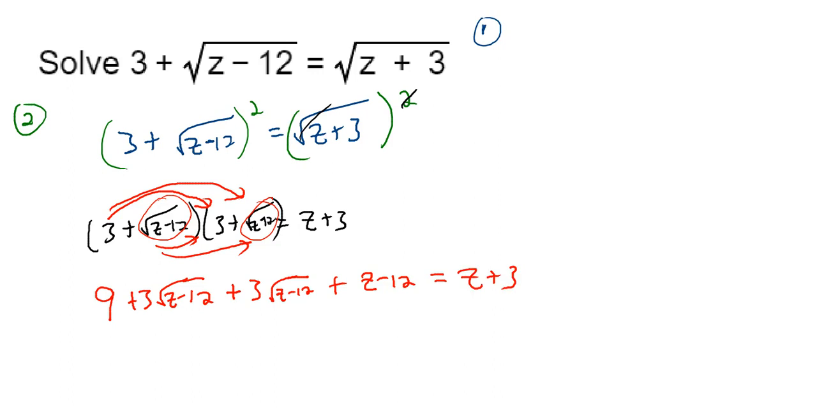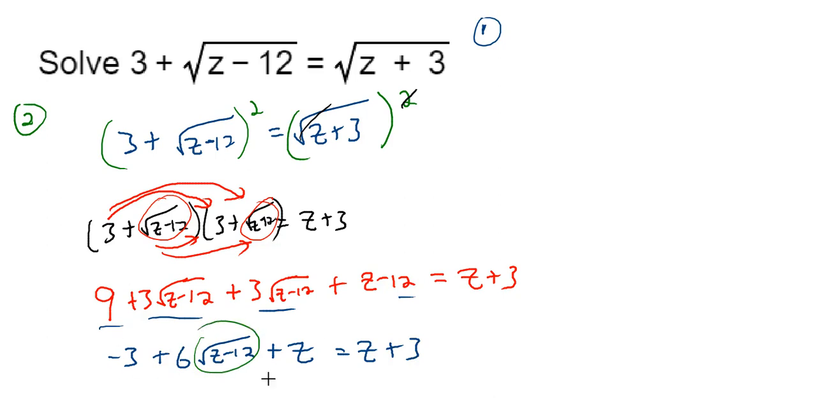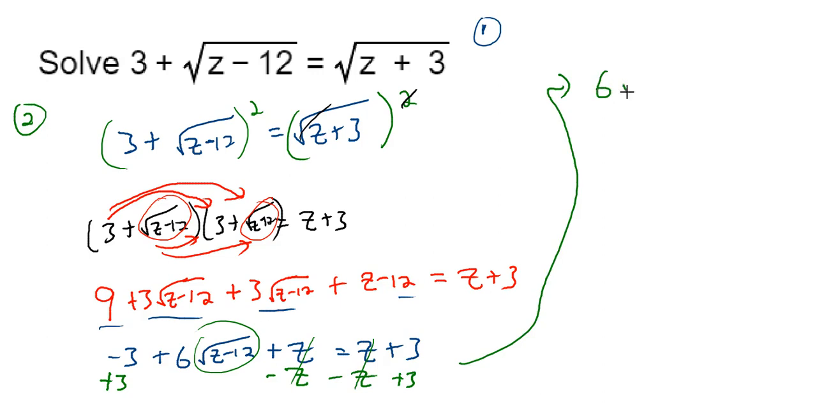So we'll go ahead and combine like terms. We have 9 minus 12, which will be negative 3, plus the square roots are like terms. We have 3 and 3, which will be 6 square root of z minus 12, plus z equals z plus 3. We still have a square root left in our equation, so we need to isolate this square root. We'll move all this other stuff to the other side. So I'm going to add 3 to the other side and subtract z from the other side. And this is the easy case again, because the z's all cancel out, and so the equation I get here is 6 square root of z minus 12 equals 6.